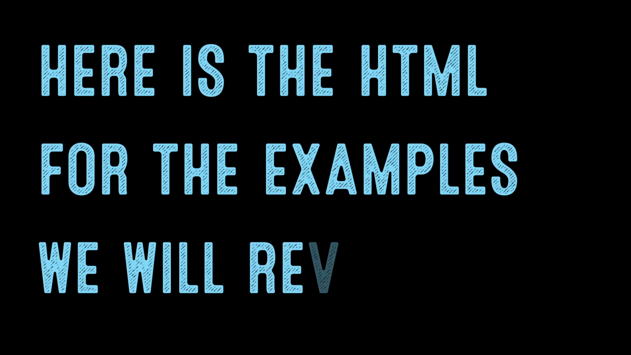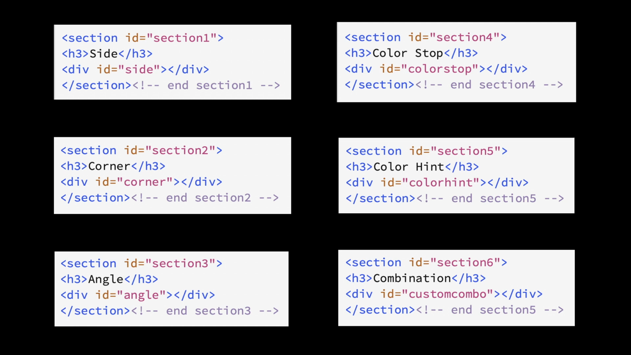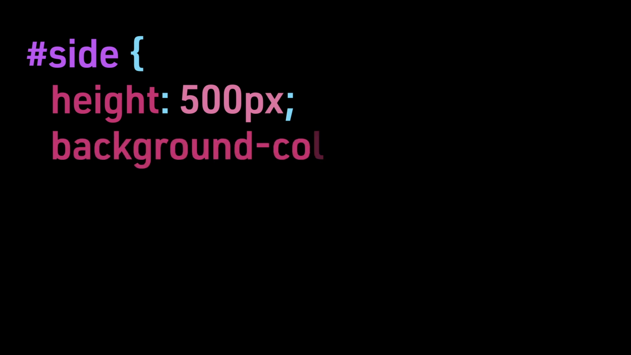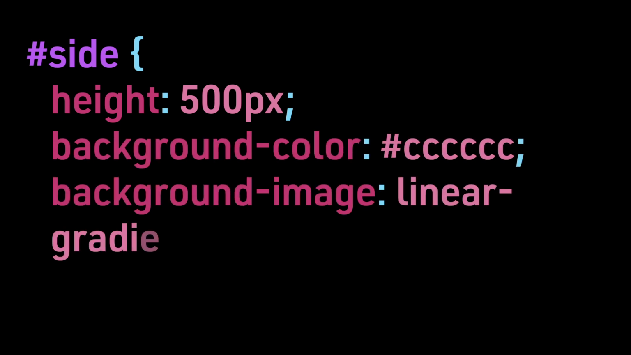Here is the HTML for the examples we review. Again, we have added custom ID attributes to each div to be able to target them to test our examples. Rather than going top to bottom, the color transition moves right to left.